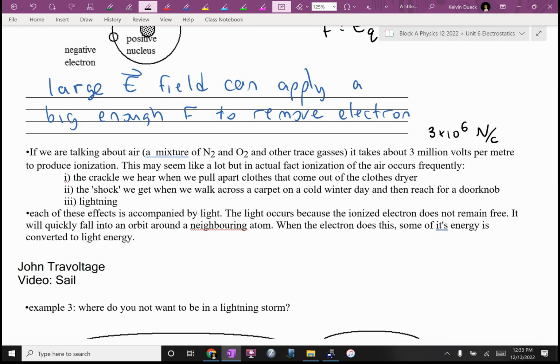Oh, and lightning. Each of these effects is accompanied by light. Why? Well, the ionized electron does not remain free. It very rapidly connects to another atom, and it wants to jump to a lower energy state. But because of the law of conservation of energy, it's got to get rid of some of that energy, and that energy is gotten rid of as a photon of light, as light energy. So that's why there's a spark associated with it.